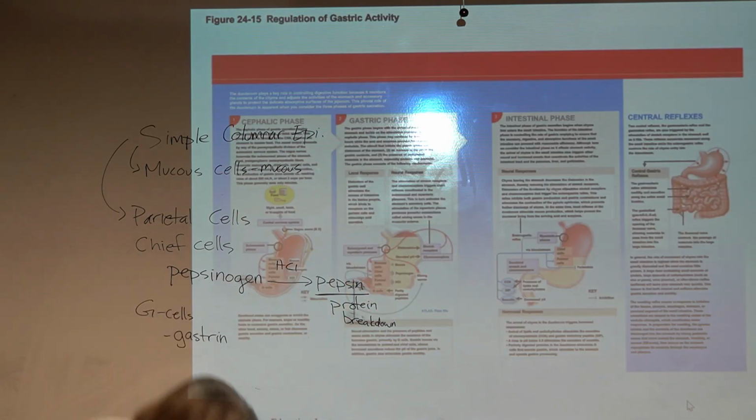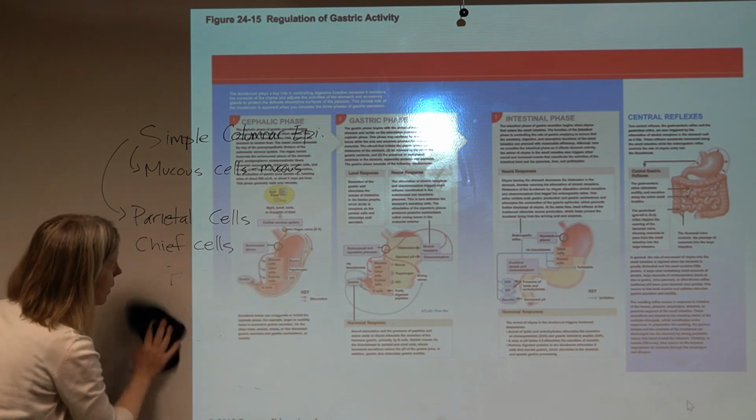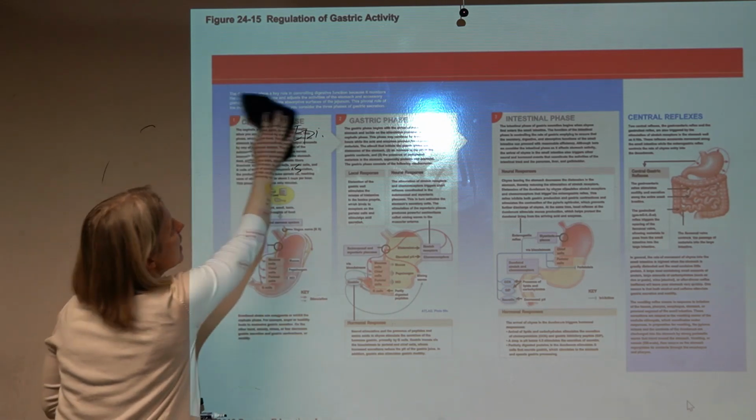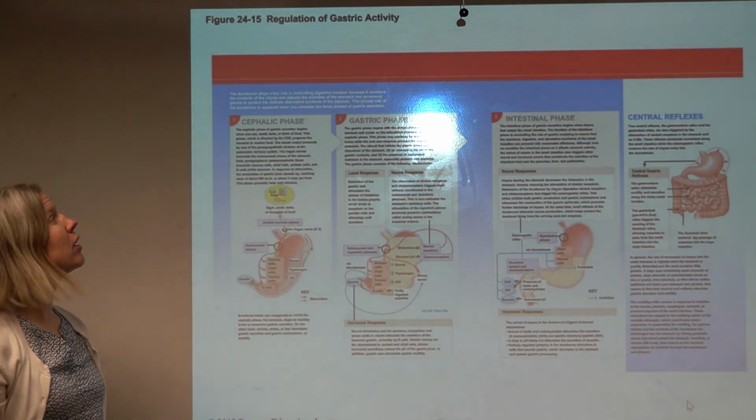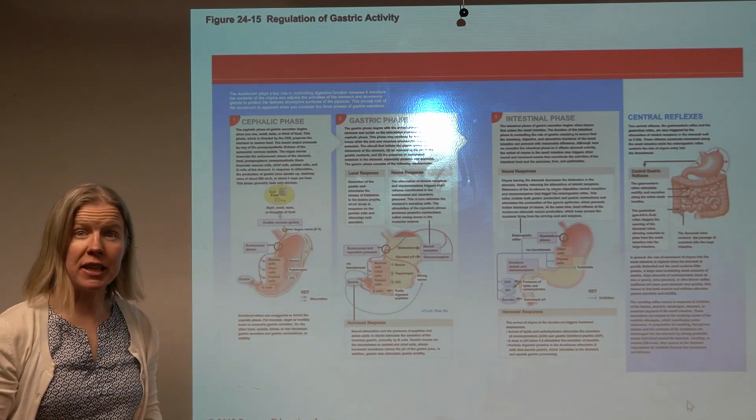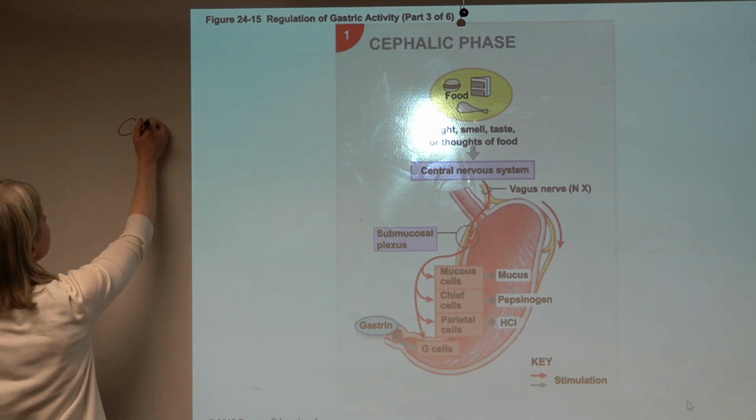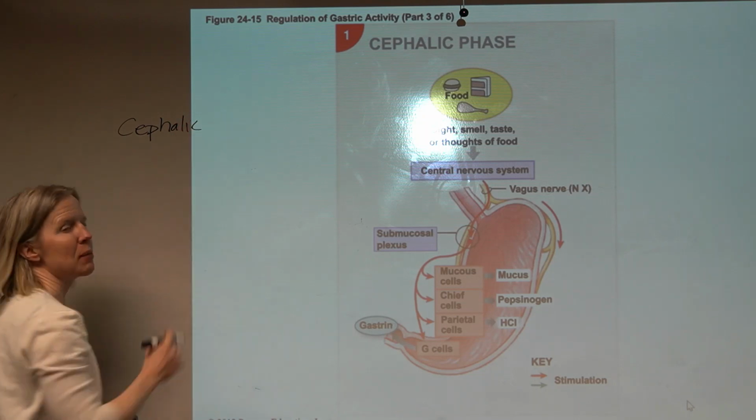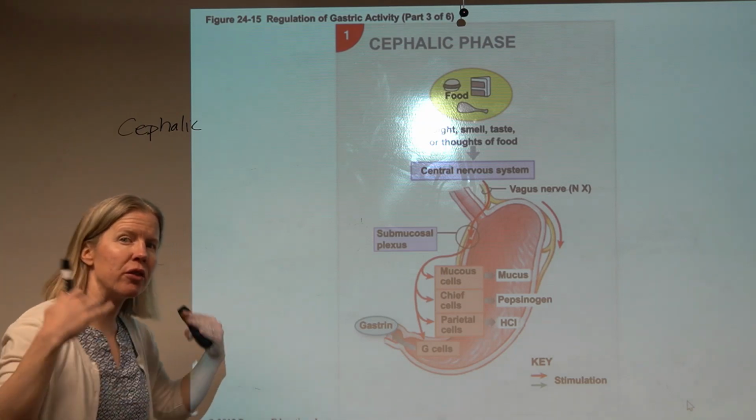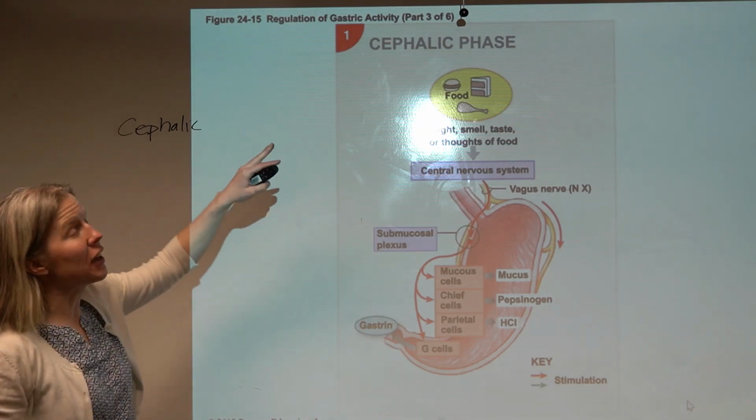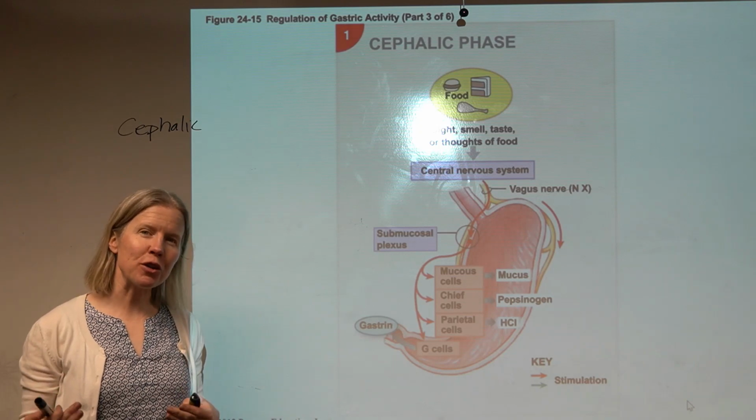Okay. So when we look at how gastric activity is regulated, this happens in three main phases: cephalic, gastric, and intestinal. The regulation of gastric activity, figure 24.15 lays it out pretty nicely. So the first phase is called the cephalic phase. Do you remember what cephalic means? Cephalic means head, right? Caudal is towards the tail, cephalic towards the head. And so what we're pointing out here is that digestive activity begins before you even start eating. It starts with the brain.